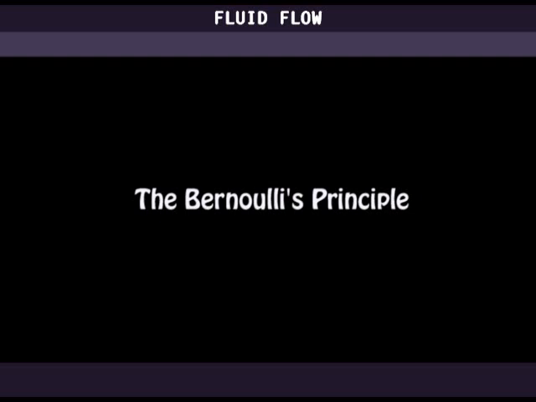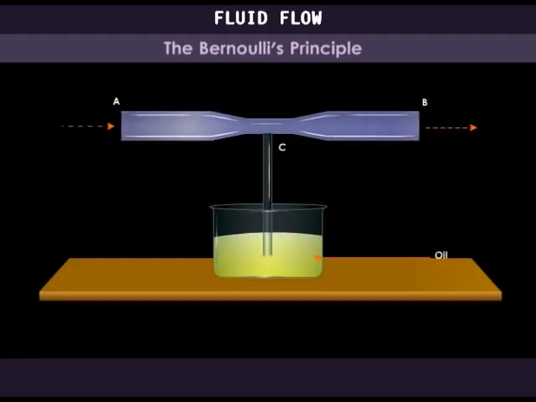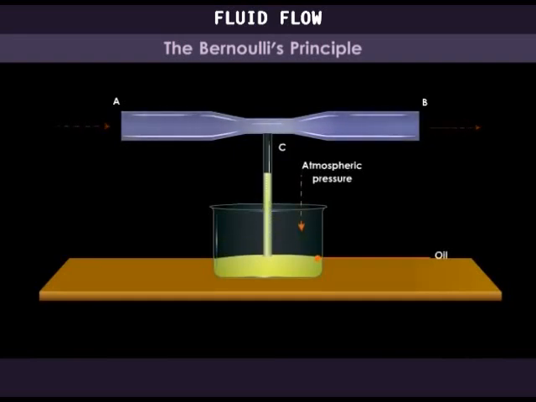Next is Bernoulli's principle. Consider a horizontal tube AB with a connecting tube dipped in oil. The area of cross-section at C is much smaller than that at A and B. When water moves along the horizontal tube, its velocity increases at the constriction. This increased velocity results in decreased pressure below the atmospheric pressure, forcing the oil to rise up in the vertical tube. This speed-pressure relation is known as the Bernoulli's effect.